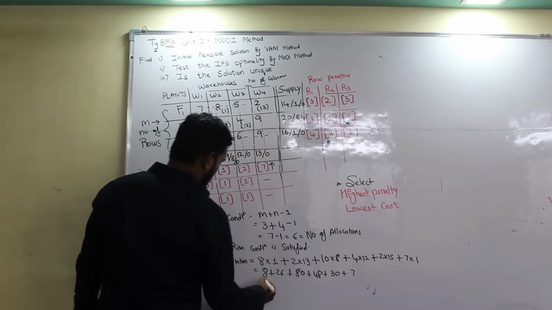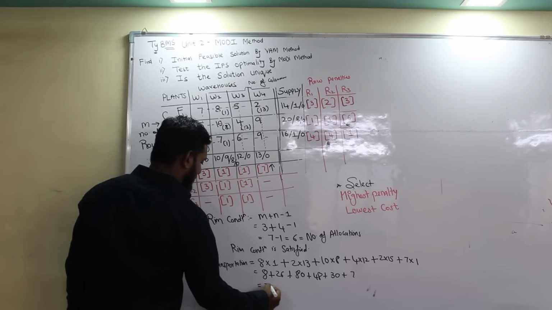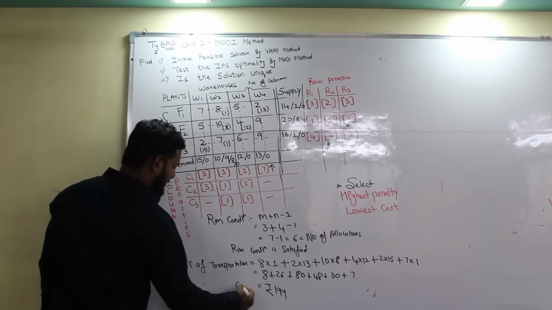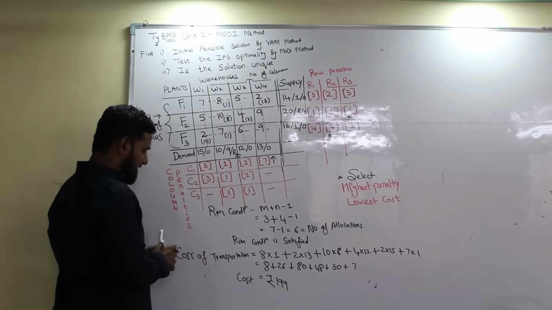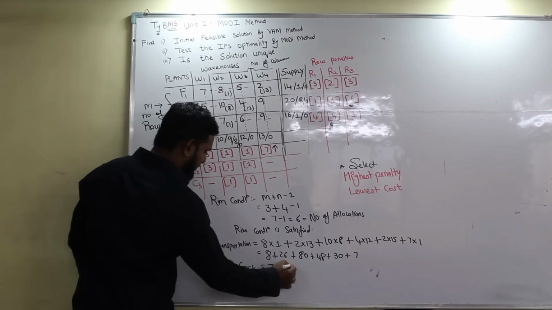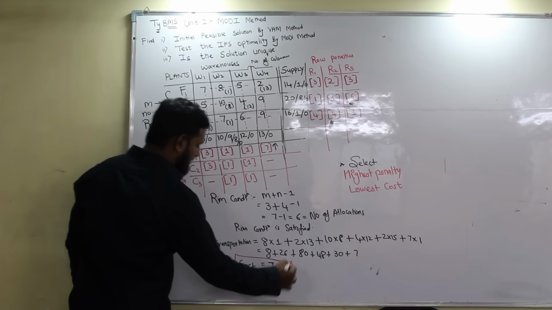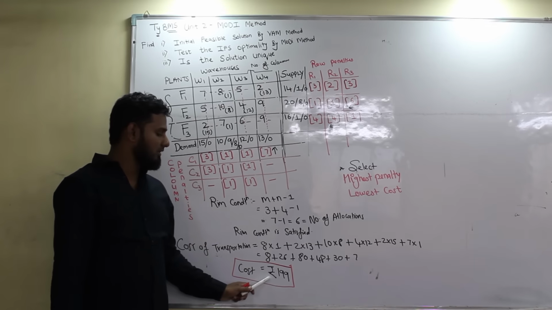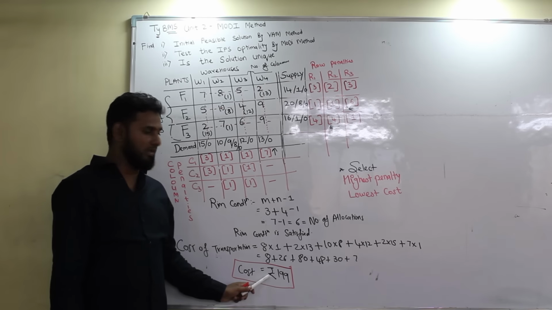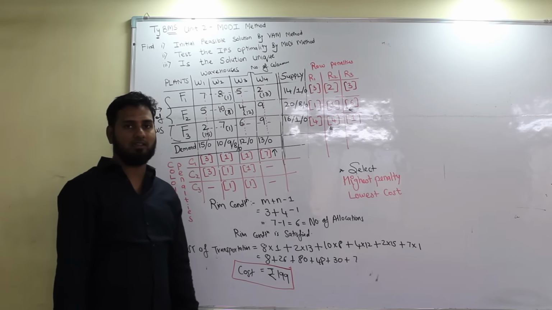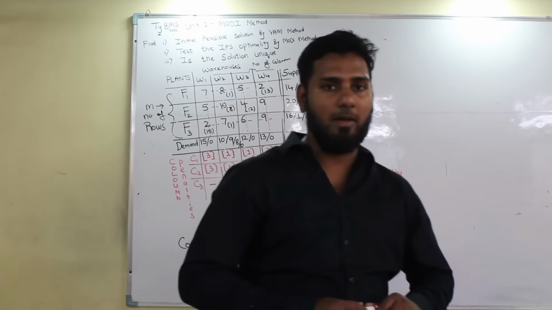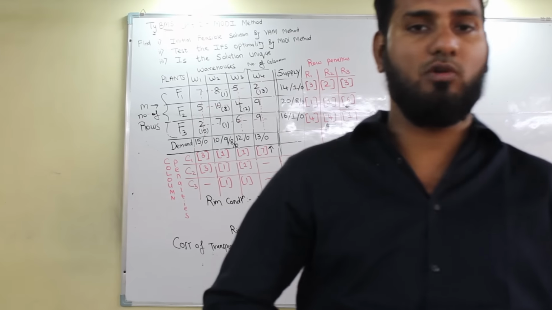So, the cost of transportation is rupees 199. The cost. And you will highlight this and put it in the box. Do remember to give the rupee symbol, that is 199. So hope you understood this. This was just the BAM method, and in the next video we will continue with the Modi method.